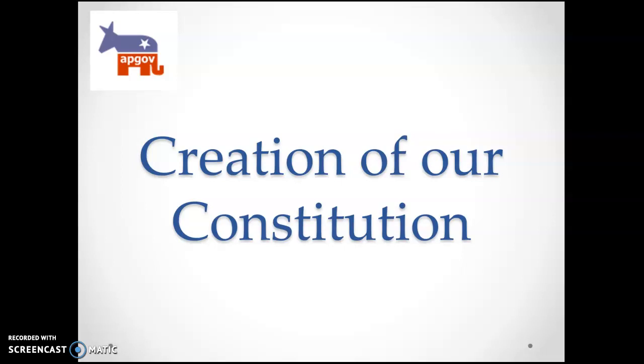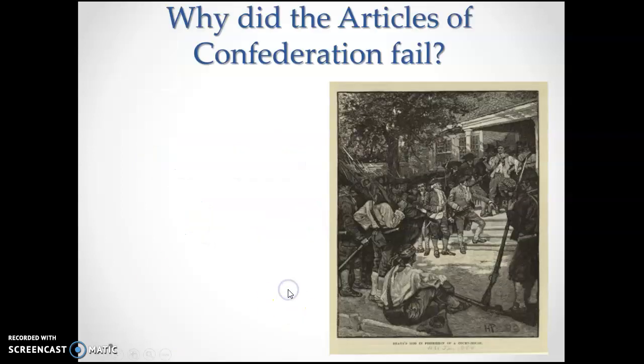Let's talk today a little bit about the creation of our Constitution. A little bit more storytelling. This is far and away the most historical of all chapters that we study. Probably the only bit of history, really, other than Supreme Court cases later. But we have to lay the groundwork of how we got to the Constitution. So the first question we're going to look at here is, why did the Articles of Confederation fail?